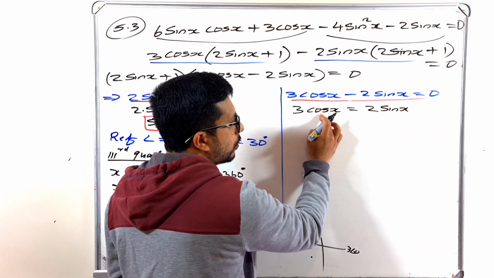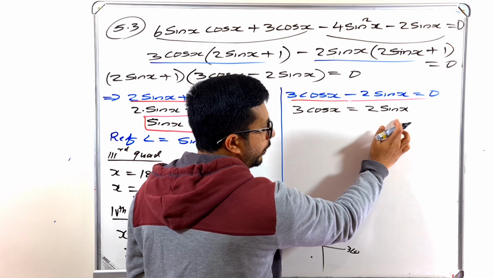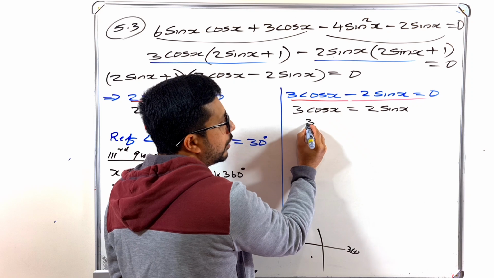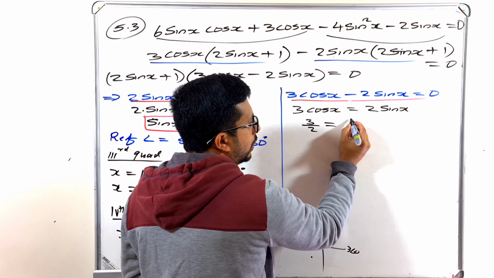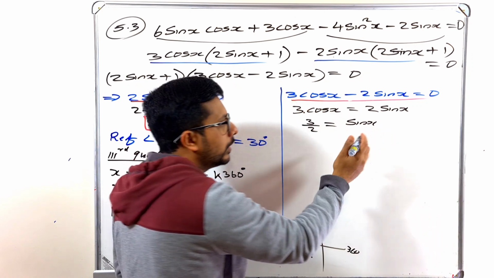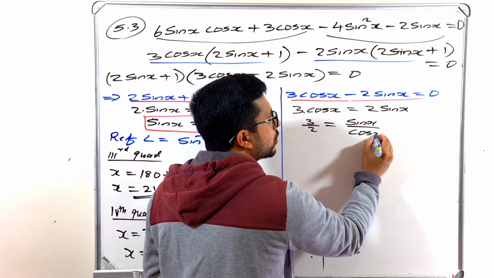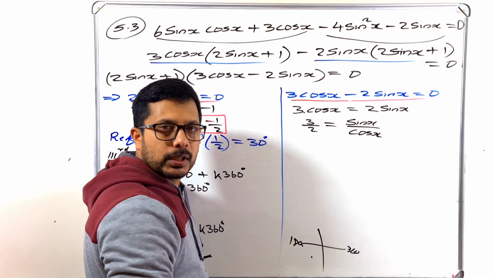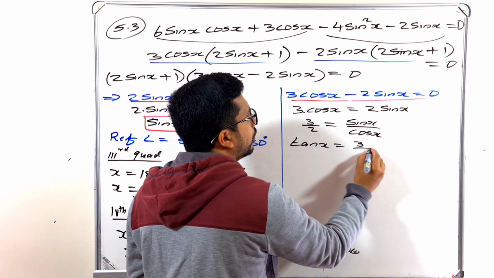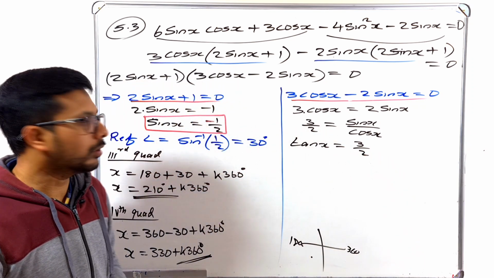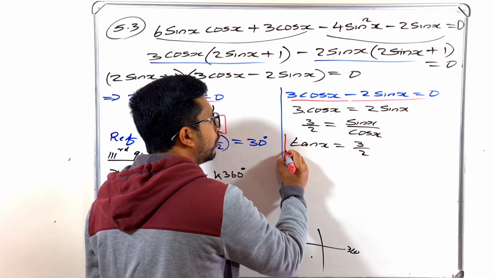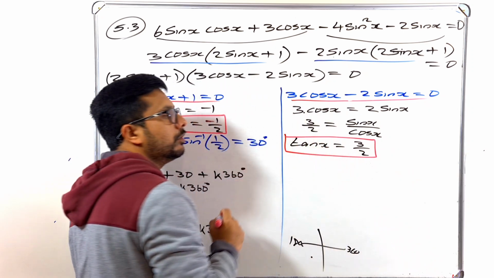Take this cos x to the denominator here, and these 2 to the denominator here. So it is 3 over 2 is equal to sin x, and here it is multiplication. That's why when we take this cos x to the other side, it is division, divided by cos x. Actually, what is sin x by cos x? Tan x. So tan x is equal to 3 over 2, a positive answer.